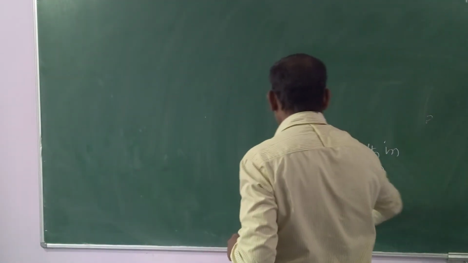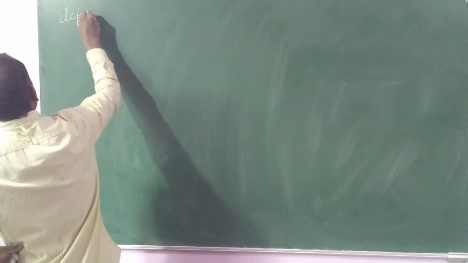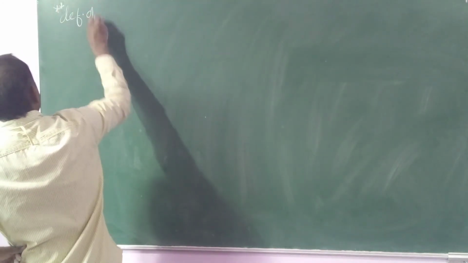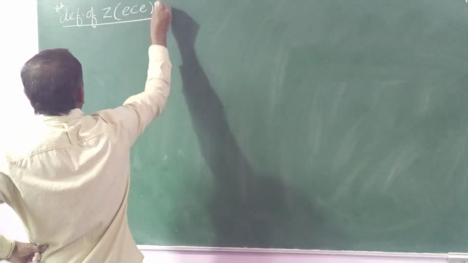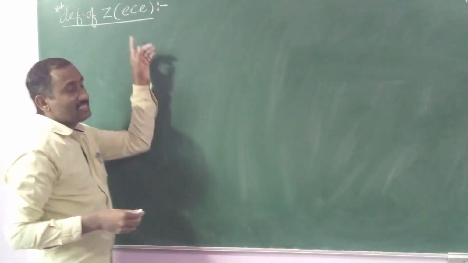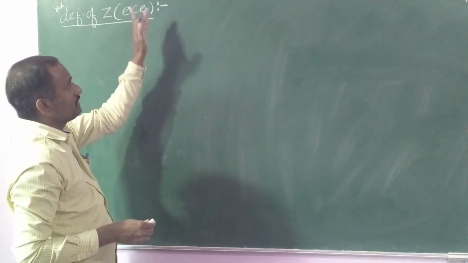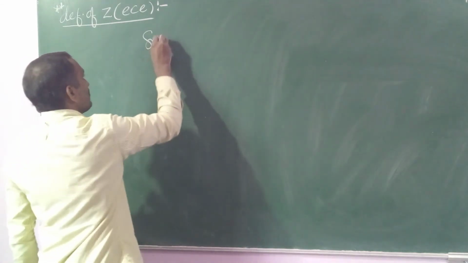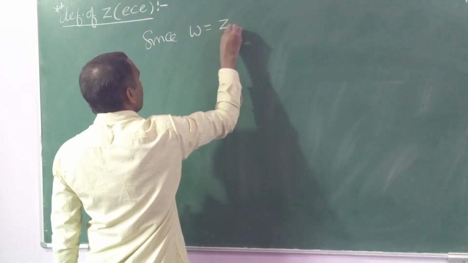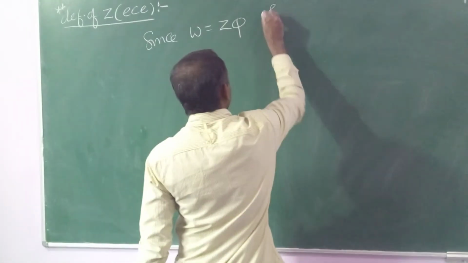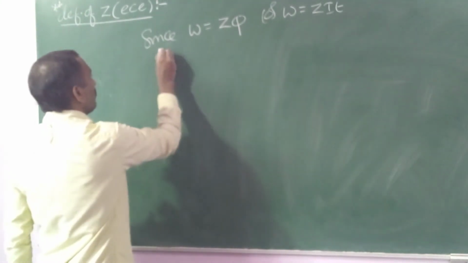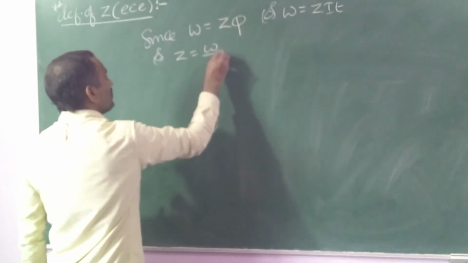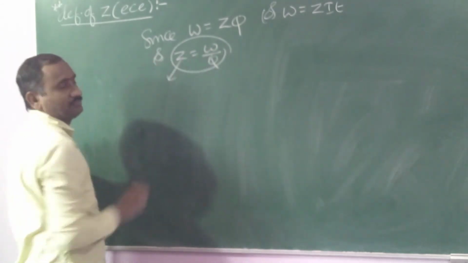Next, definition of Z, very, very important for PUC. One more question: definition of Z. Z is nothing but electrochemical equivalent, ECE. How can you define Z? We know that W equal to ZQ, or W equal to ZIT. From this we can define. Z is nothing but W by Q.